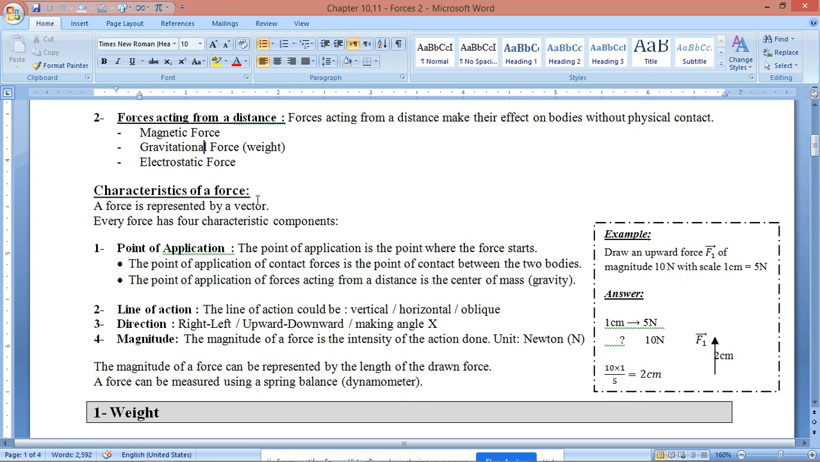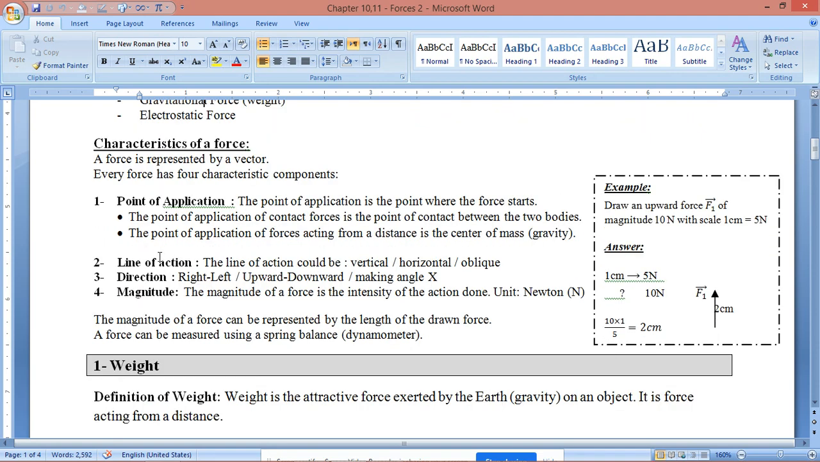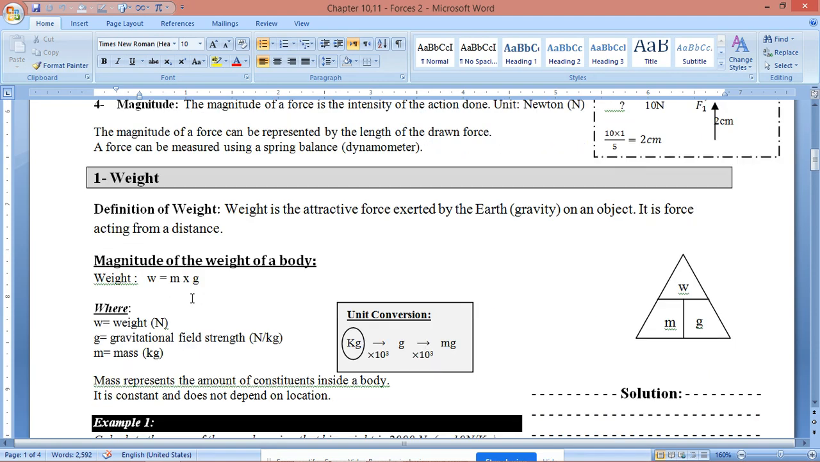So the characteristics of the force are the point of application, it's where the force originates or starts, the line of action, direction, and magnitude.